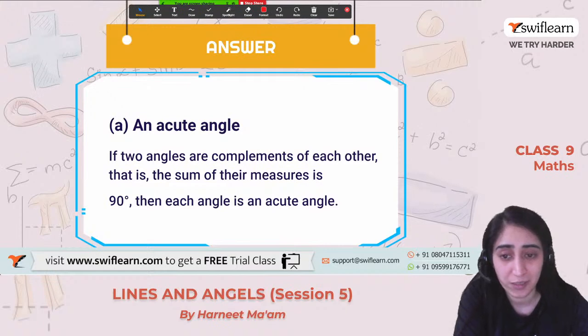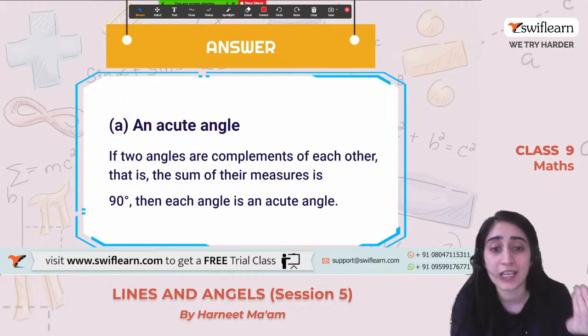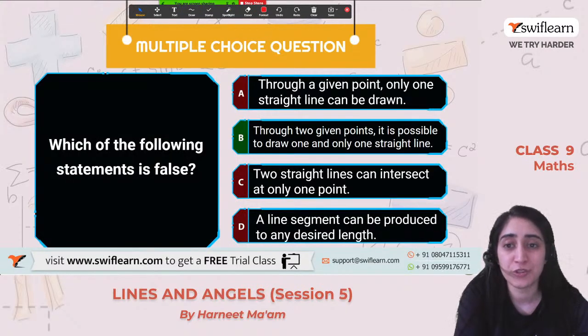That is logical. The sum of these measures will be 90 degrees, so obviously each angle has to be less than 90. And less than 90 means acute angles. Okay, great. Moving on to the next one.